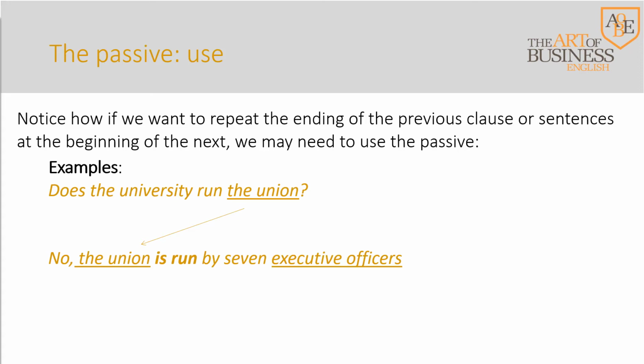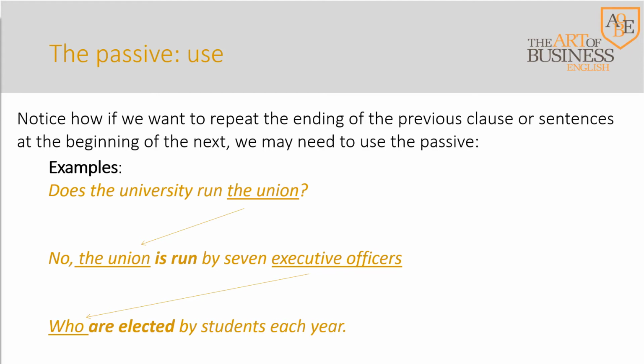But we put it first to make it the most prominent thing, which the point of discussion here is the union. And then we put it into a passive by saying is run, okay? And then the actual subject becomes the object here, which is the executive officers. Okay, and then the executive officers can be used in the next sentence, who are elected by students each year. So we've used the relative pronoun who plus the passive are elected.